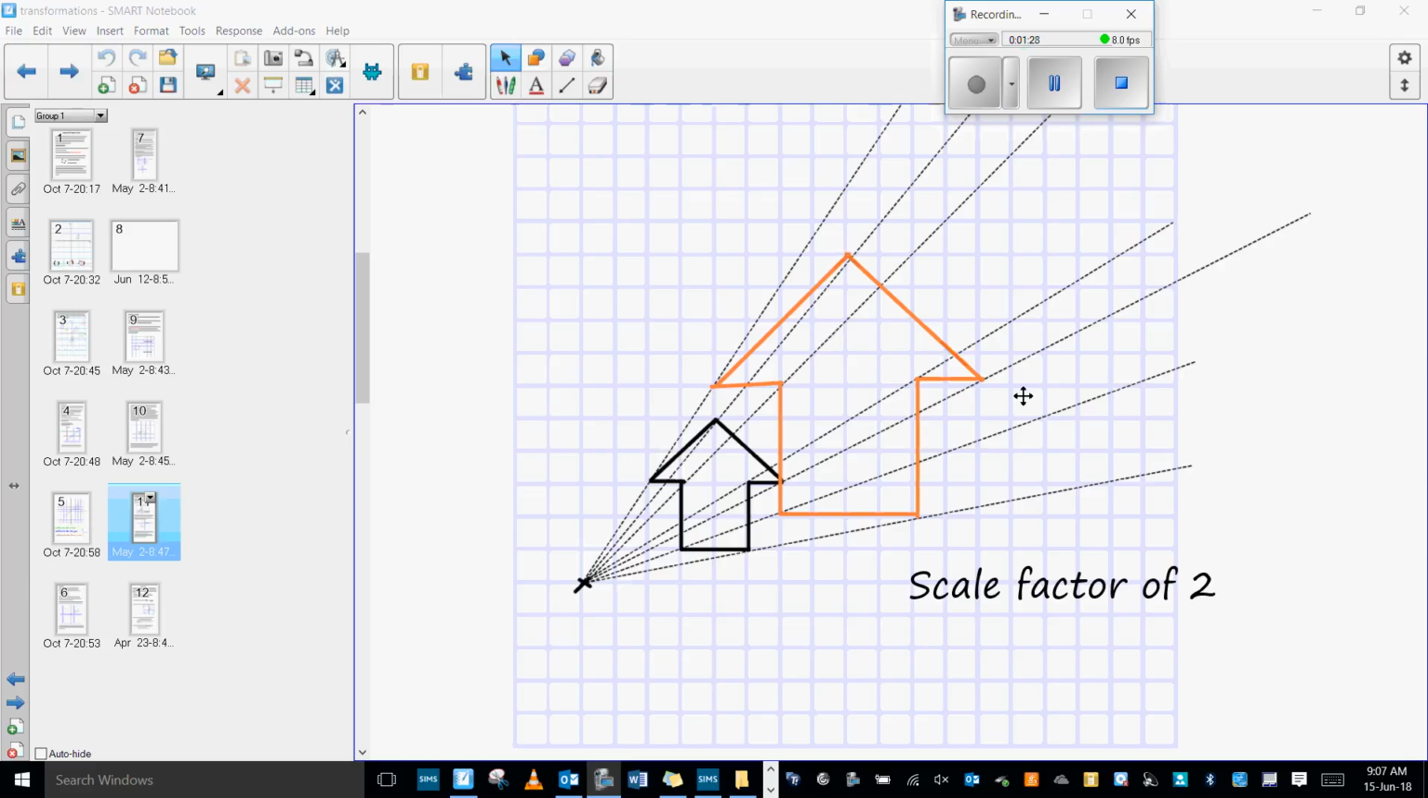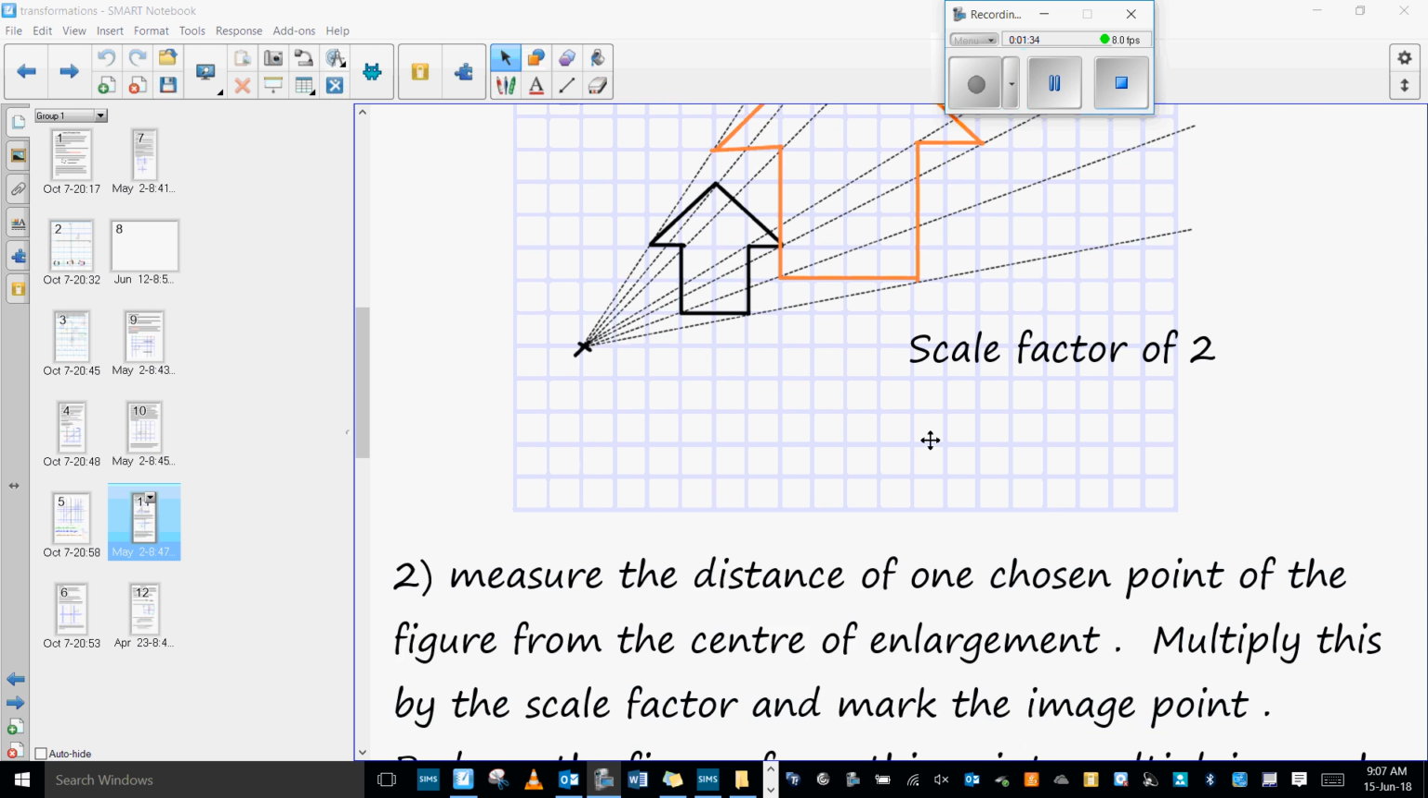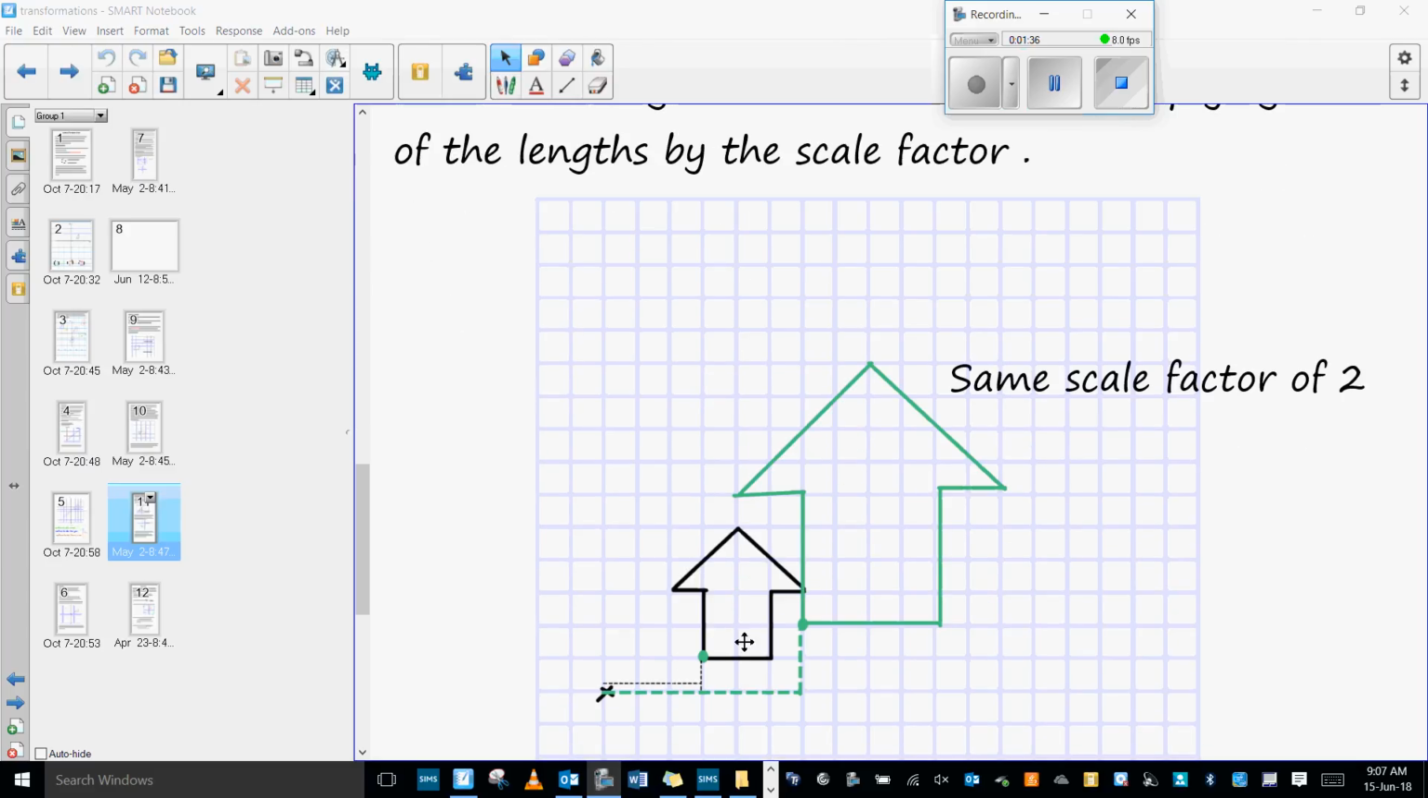As I say, I find it a little bit more crazy because there's too many lines, but it's a second option. Okay, and then this is the method that we talked about the other day. You measure it, find one point, and then just double all the lengths.